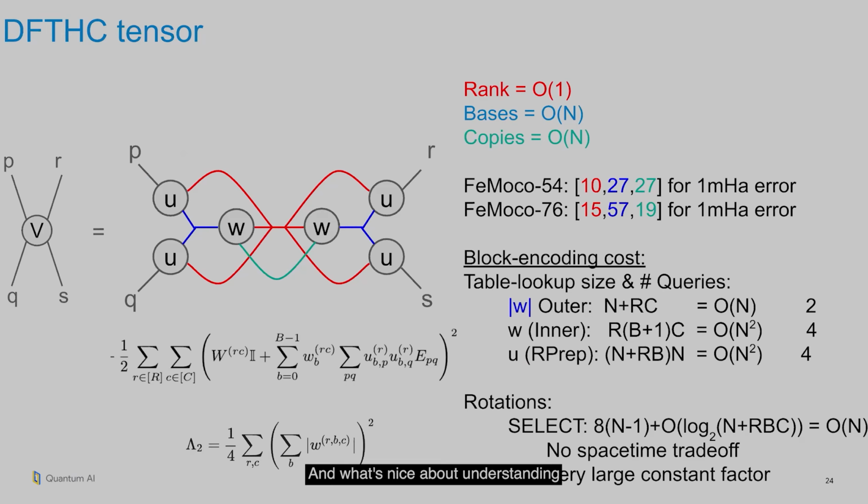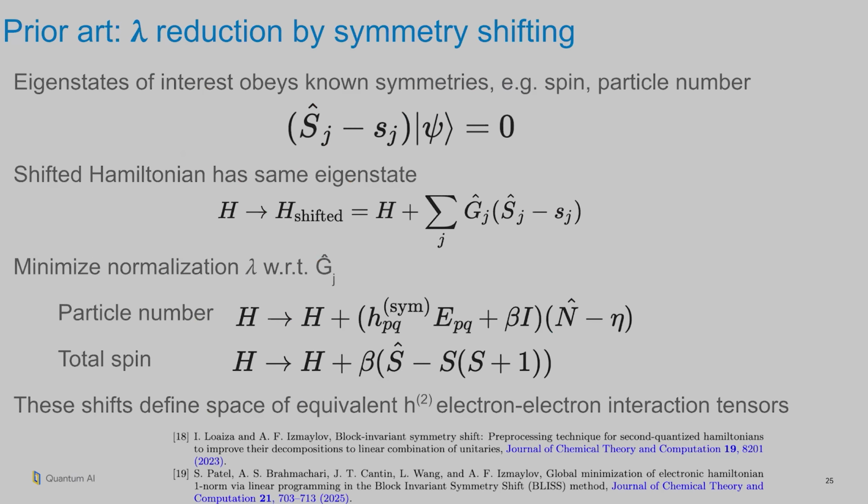And what's nice about understanding the bond dimensions here is that they translate in a very direct way to the block encoding cost. The block encoding cost is going to scale with the number of terms, and these bonds tell you precisely how many terms there are in the block encoding. So there are going to be table lookups and state preparations for each of these tensors, and they scale in a very straightforward way with the size of the tensors, which is in turn given by the bonds. This is a technical ingredient that we use to reduce lambda as well.